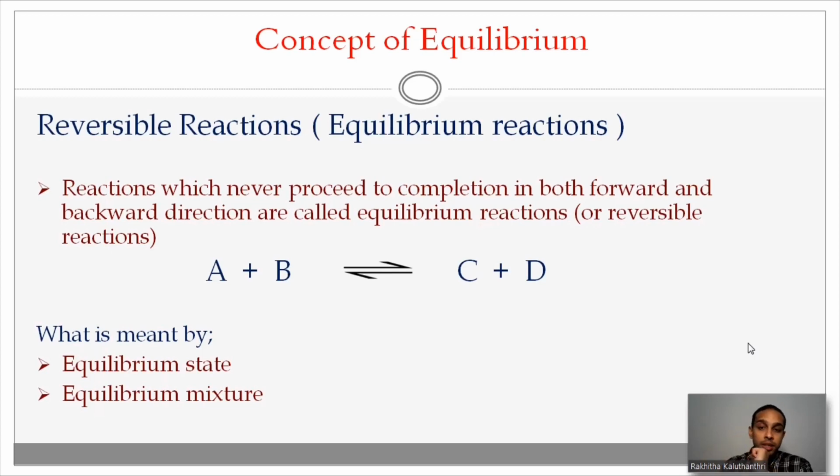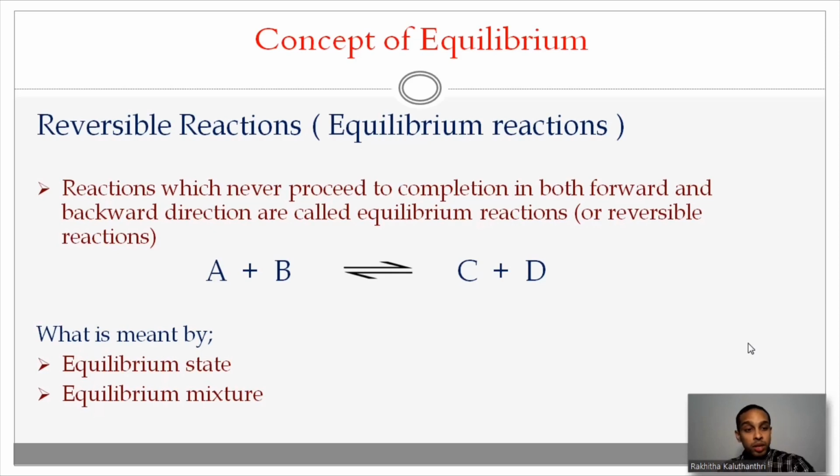I have a small example given here, which is A and B reactants becoming products, which are C and D. You might see this reversible reaction equation arrow here. In this case, it means A and B have the ability to become C and D, and at the same time, the products C and D can react with each other and produce the reactants A and B.